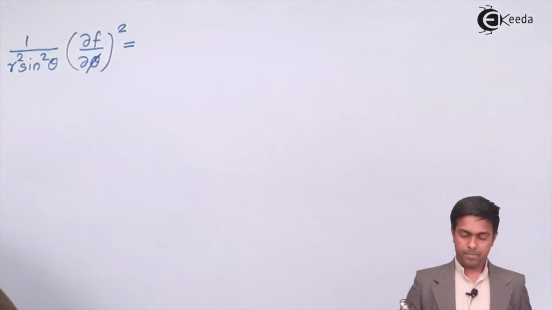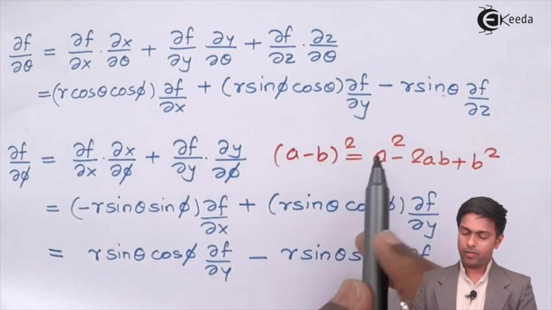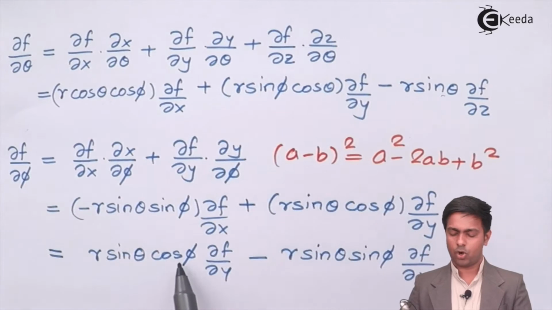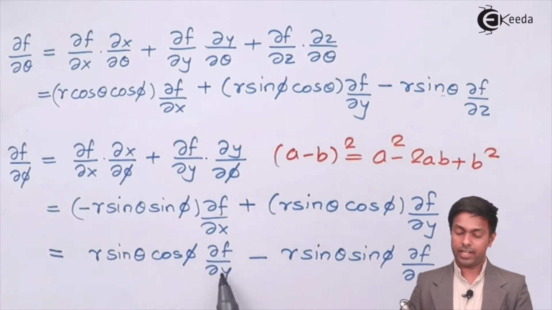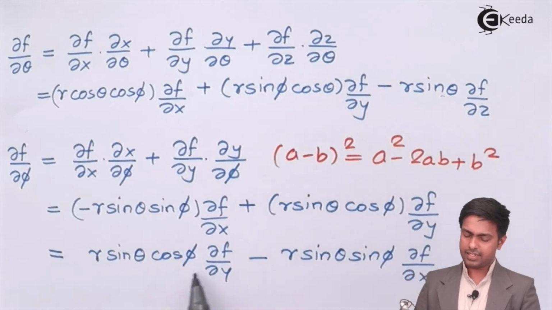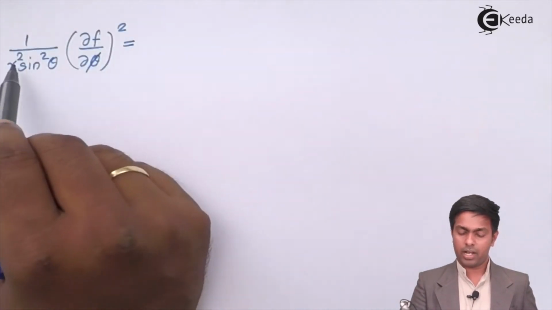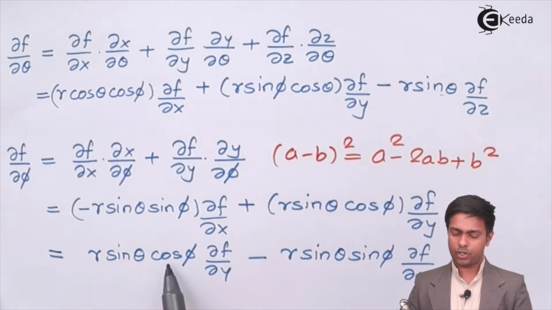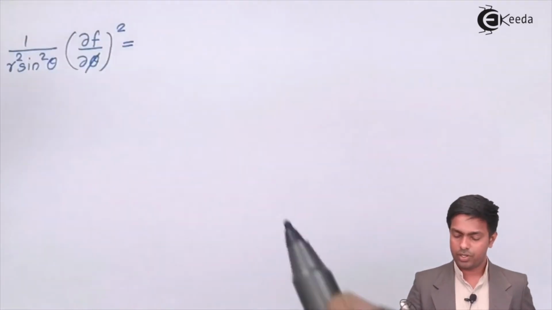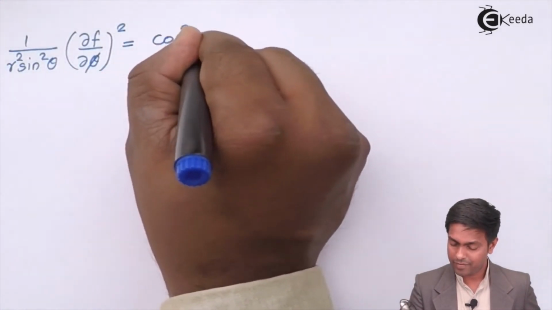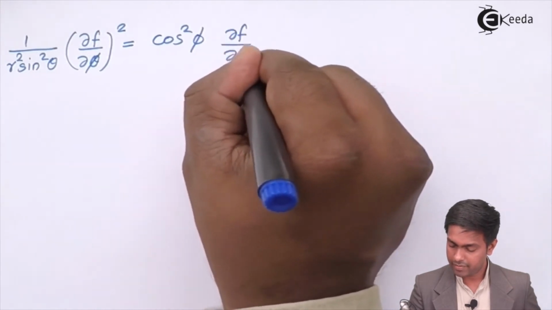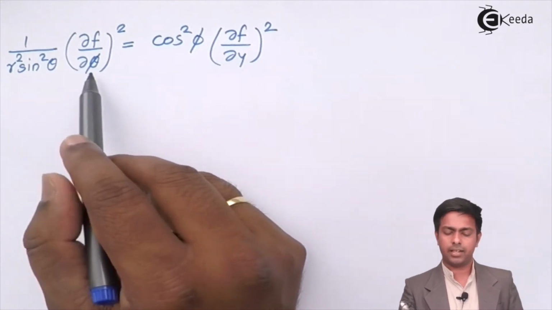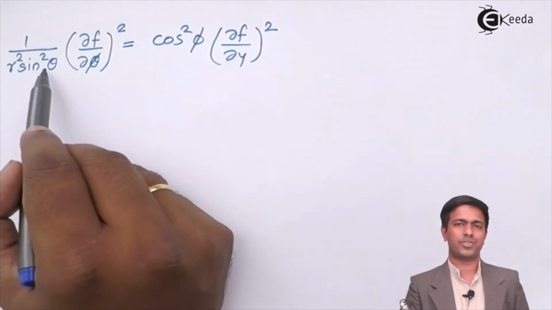Now here the first term is a square, so we'll do the square of this, that will be r square sin square theta cos square phi del f by del y the whole square. And guys, this term is multiplied by 1 upon r square sin square theta. So this r square sin square theta will be cancelled and we will just get cos square phi del f by del y the whole square. So here I'll write cos square phi del f by del y the whole square. What we are doing is, when we are squaring, at the same time we are multiplying each term by 1 upon r square into sin square theta.